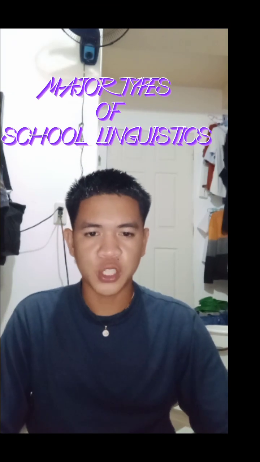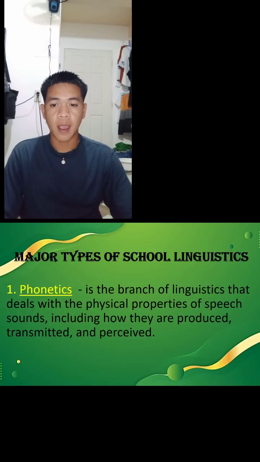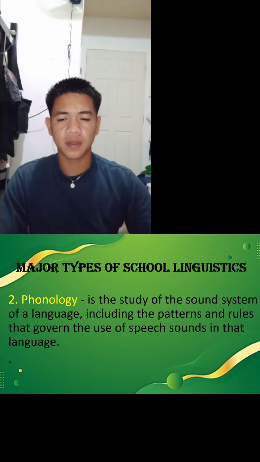There are several major branches of linguistics, including phonetics. This is the branch of linguistics that deals with the physical properties of speech sounds, including how they are produced, transmitted, and perceived. An example of phonetics is the difference between the pronunciation of Z and S. In English, our vocal cords vibrate when we pronounce Z but not when we pronounce S.